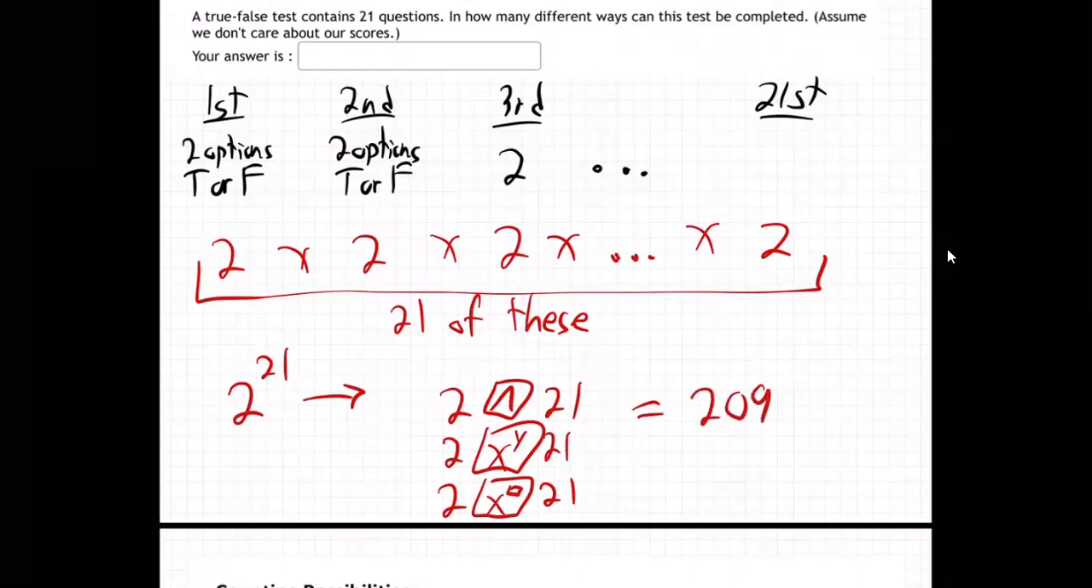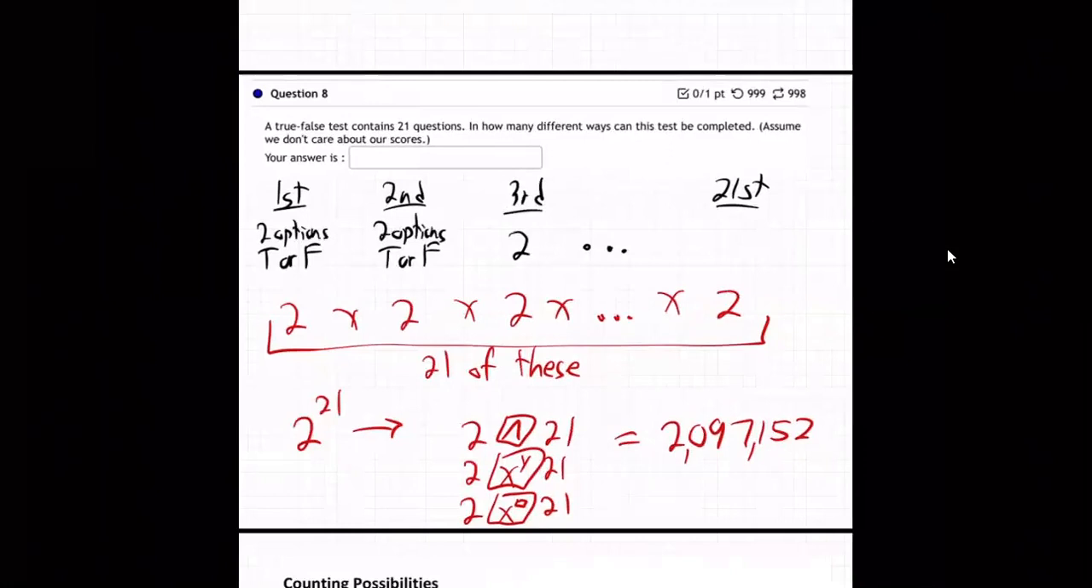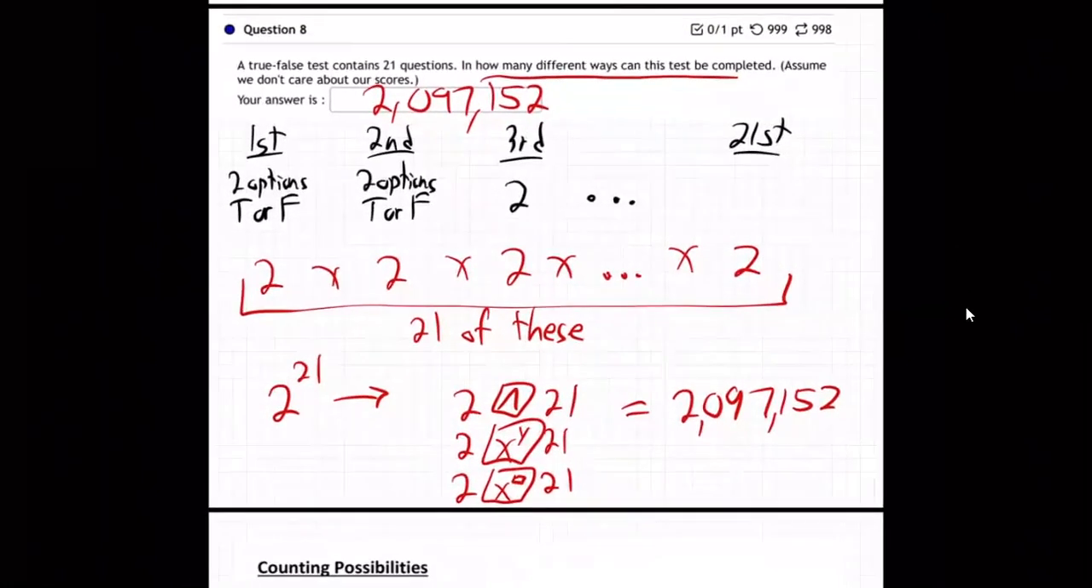I'm getting 2,097,152. So that's the number. How many different ways can this test be completed? 2,097,152 different ways that test can be completed. You can multiply 2 times 2, 21 times, and that's what you get. There we go.